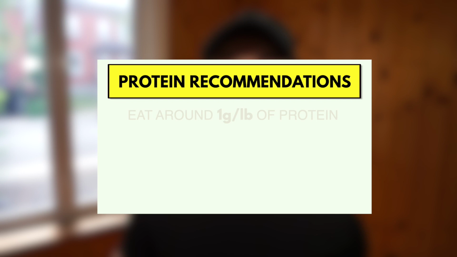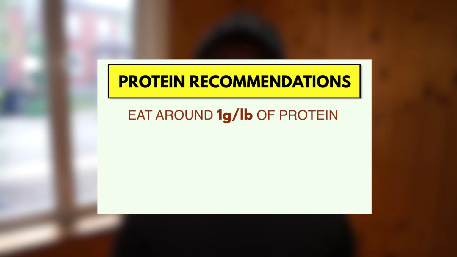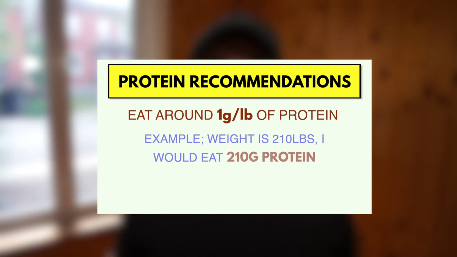So it's actually fairly easy what you could do for your protein intake. You should just eat around 1 gram per pound of your body weight of protein. So for example, I weigh 210 pounds. I would eat roughly 210 grams of protein. It's pretty simple. That's a really good estimate. You could go a little higher and do 1.1 grams per pound of body weight of protein if you wanted to, but 1 gram per pound is probably more than safe enough. It's probably a little more than you need, but that's a really good estimate to go by.